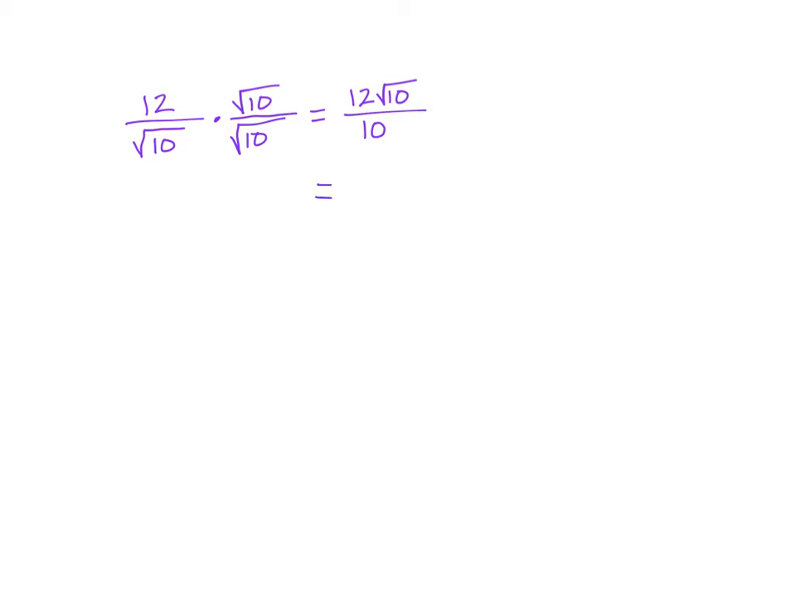But the 12 and the 10 are both divisible by 2, so 12 divided by 2 is 6, and I still have my square root of 10. And then on the bottom, 10 divided by 2 is 5. So you would reduce those two numbers on the outside. In other words, the coefficient on the top and the bottom number, if they have a common factor, you need to reduce that out to get the final answer.